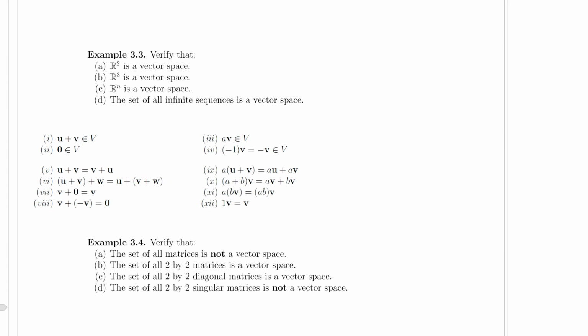Well, now the next two examples should be quite straightforward. I'd like to verify that these are vector spaces, the first one being R squared. Well, this should be pretty simple. R squared, you should be convinced already, because this is your usual set of all the two-dimensional vectors. So this is the vectors in the plane in the usual sense.